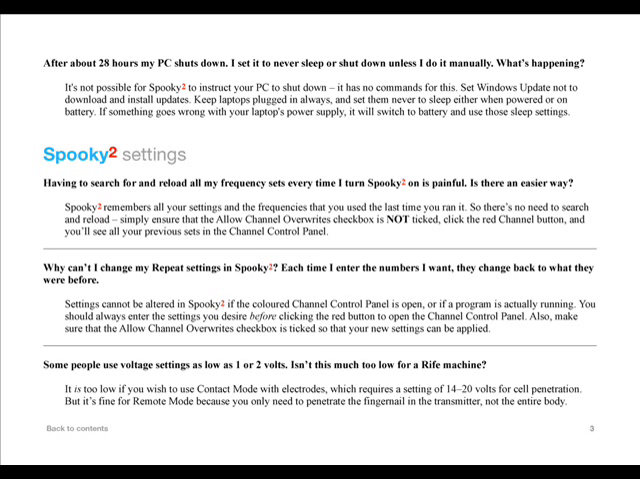Having to search for and reload all my frequency sets every time I turn Spooky2 on is painful. Is there an easier way? Spooky2 remembers all your settings and the frequencies that you used the last time you ran it. So there's no need to search and reload. Simply ensure that the Allow Channel Overwrites checkbox is not ticked, click the red channel button, and you'll see all your previous sets in the channel control panel.